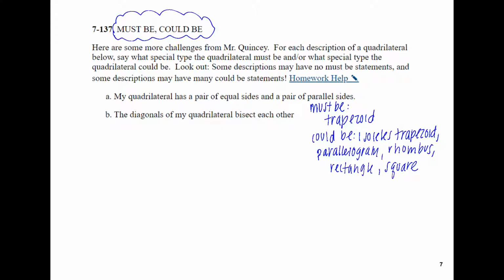Looking at example B, it says the diagonals of my quadrilateral bisect each other, which tells me that it must be a parallelogram. But depending upon all the other information, it could also be a rhombus, a rectangle, or even a square.